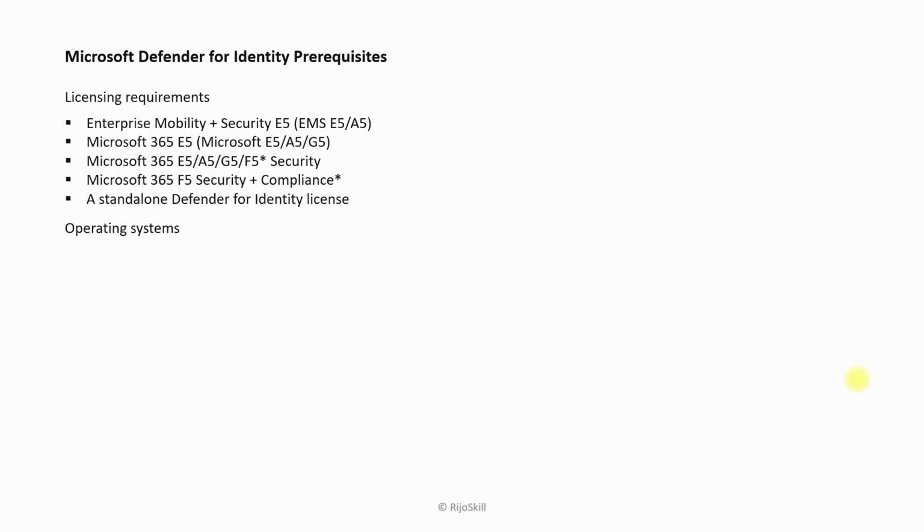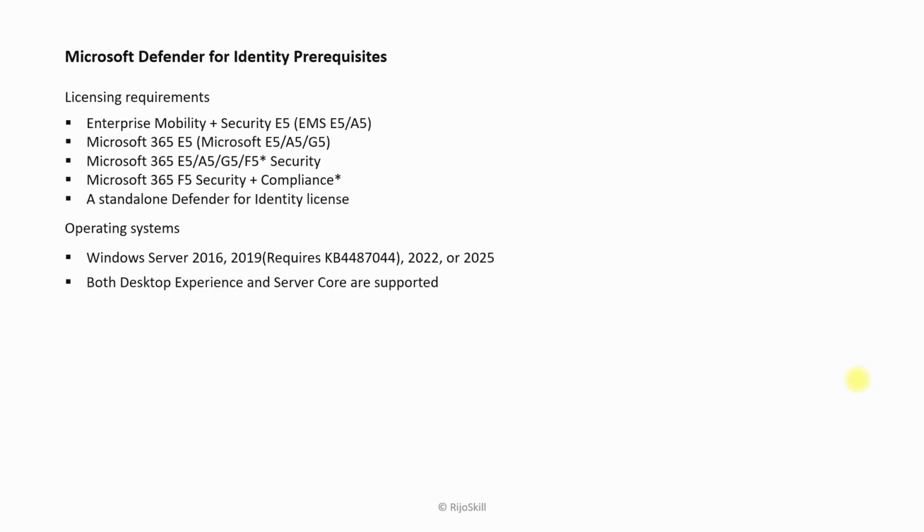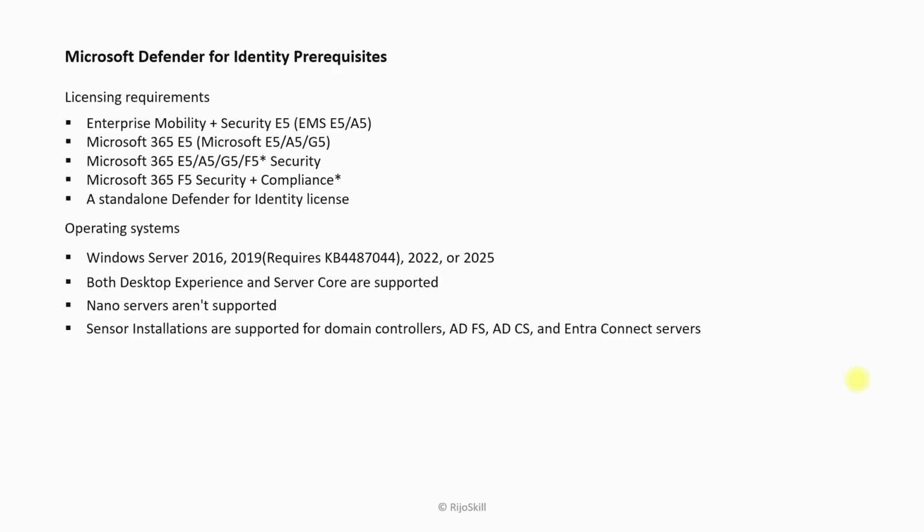And which operating systems are supported? Windows Server 2016 requires the additional KB 4480 installation, plus 2019, 2022 and 2025. Both the Desktop Experience and Server Core are supported, and Nano Server is not supported. The sensor can be installed on domain controllers, Active Directory Federation Services, Active Directory Certificate Services, and Entra Connect servers. And now the sensor host requirements.